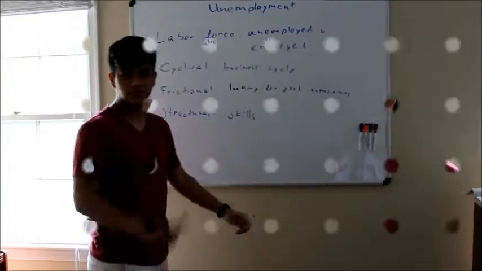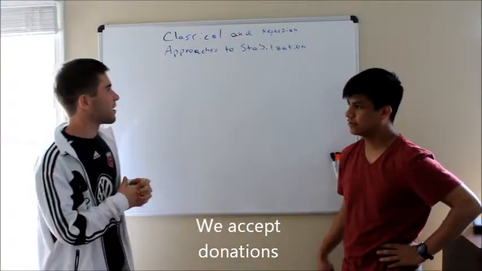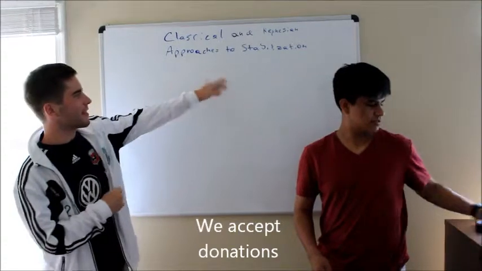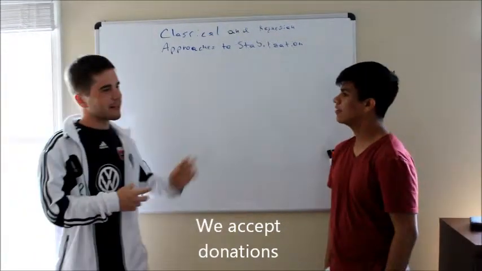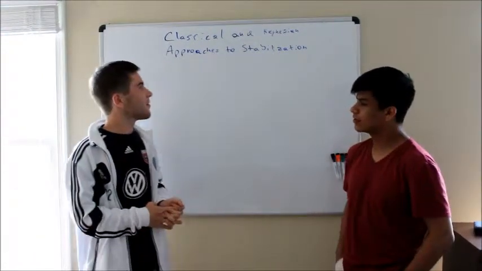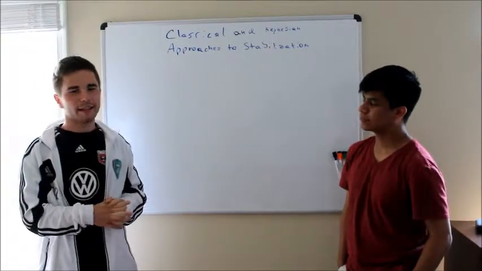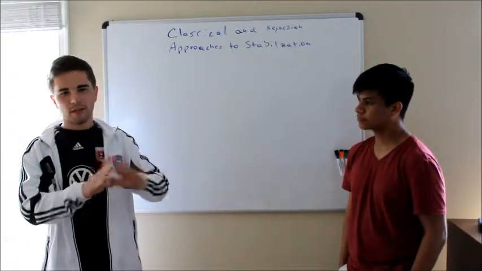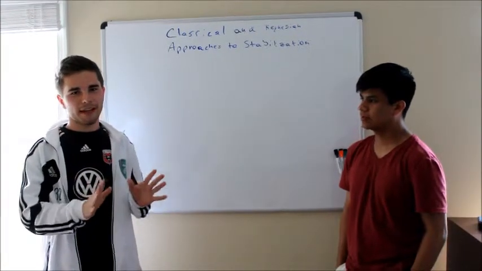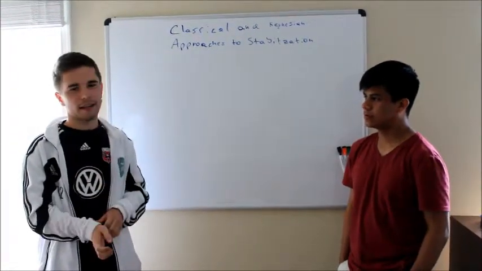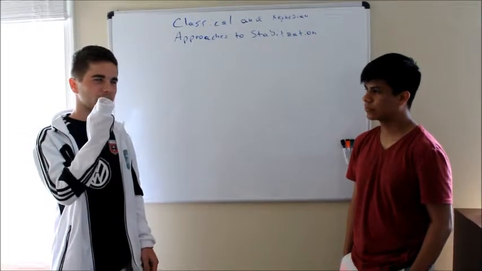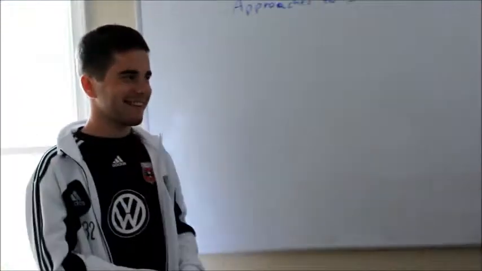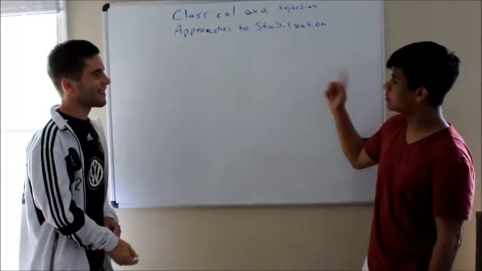Okay, and that's it. Alright, so we're going to talk about the classical and Keynesian approaches to stabilization. The classical way is basically that supply creates its own demand, and you're just supposed to leave it alone. The government doesn't have to do anything, and it'll fix itself. Kind of like the invisible hand.